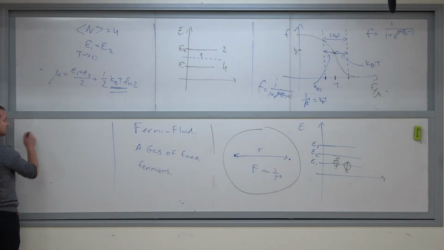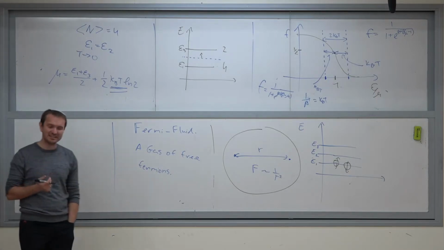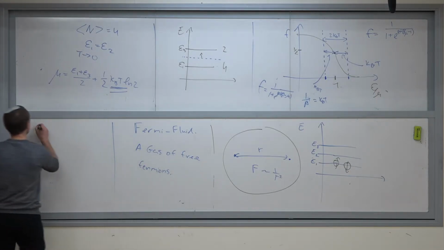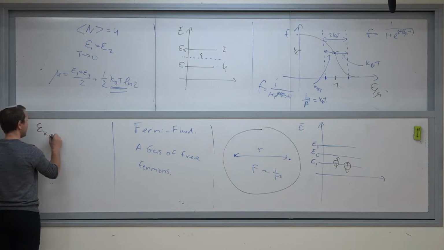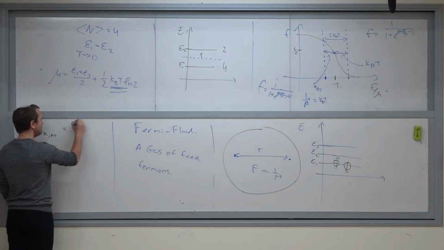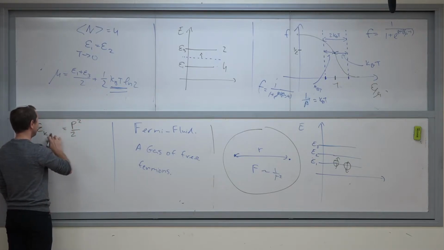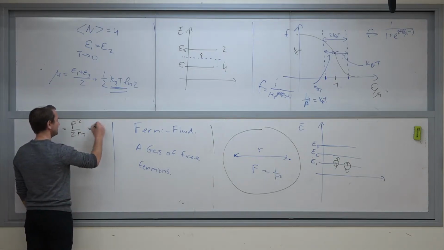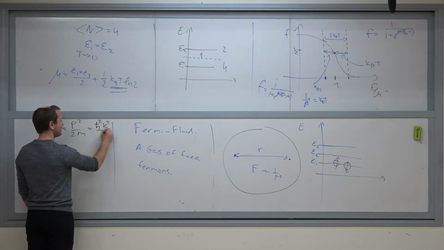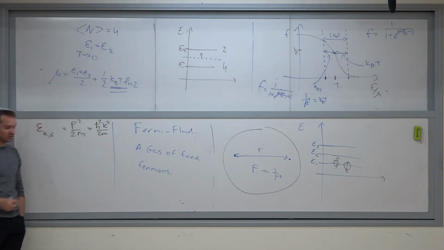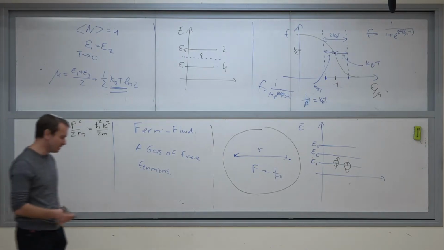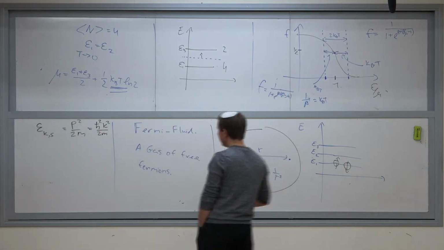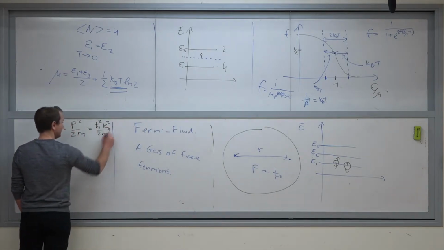Also, what are then the accessible states? The accessible states, epsilon k, are p squared divided by 2m, so there is only kinetic energy. Okay. This means that it is h bar k squared divided by 2m. m is the mass of the electron, h bar is the Planck constant divided by 2 pi, and k is the wave vector.